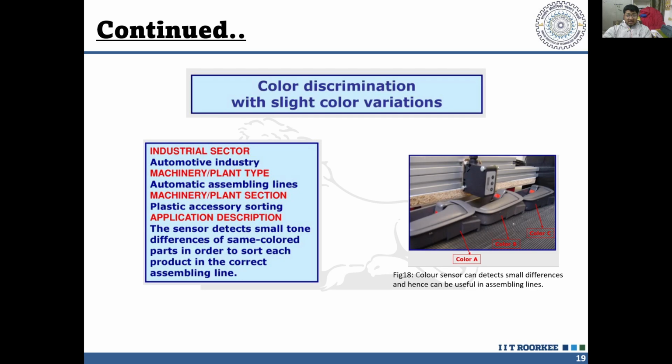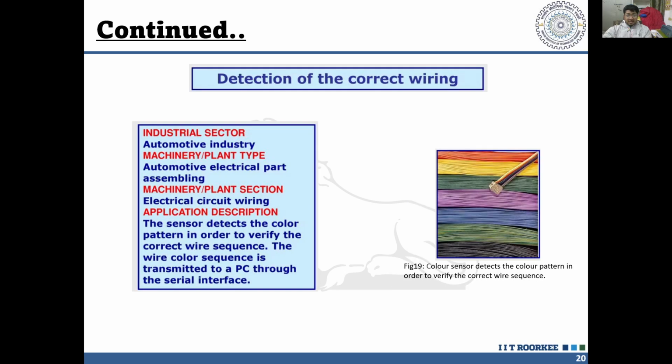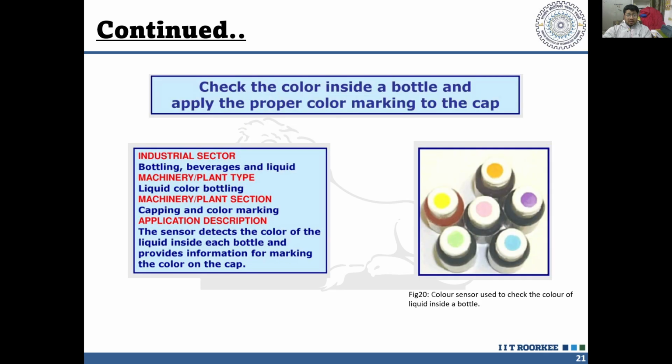Next application, color discrimination with slight color variations. The sensor detects small tone differences of same colored parts in order to sort each product in the correct assembling line. Next application, detection of the correct wiring. The sensor detects the color pattern in order to verify the correct wire sequence. The wire color sequence is transmitted to a PC through the serial interface.